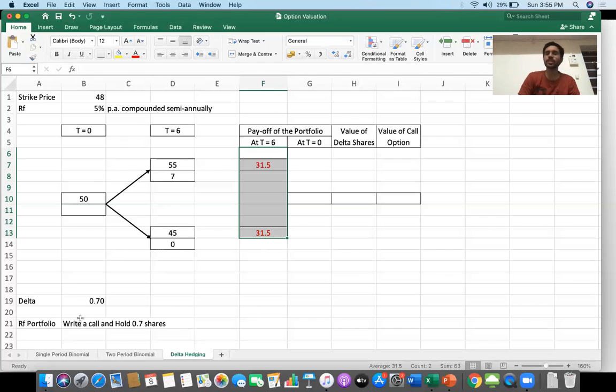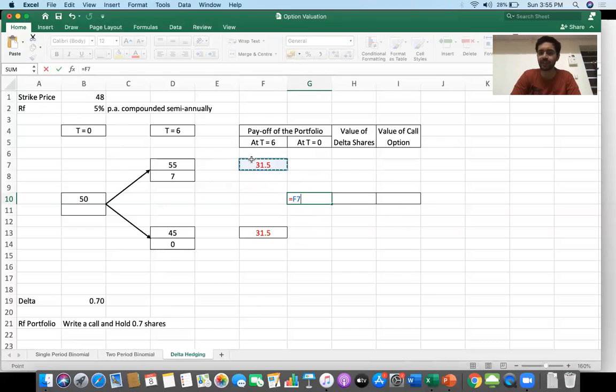We used a combination of shares and options to construct a risk-free portfolio. Otherwise, we actually saw that we do not have a model as of now to actually calculate the risk premium that is required for entering into options, right? So to avoid going that route, we have chosen an alternative route by constructing a risk-free portfolio. The value of this portfolio today is nothing but the present value of the 31.5, right? And the risk-free discount rate is 5% per annum compounded semi-annually, which is nothing but 2.5% for 6 months. So if I do 31.5 divided by 1.025, this is the value of the portfolio today.